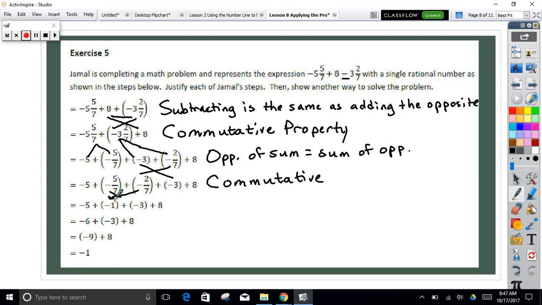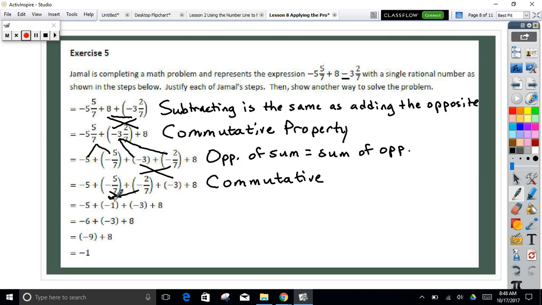Do you know what the name of the property is that allows us, we don't have to add in the same order that they are here. Instead of adding -5 plus -5/7, we can add these first. Do you know what the name of that property is? No, it's not commutative. Similar. Elena? No, it's not distributive. It's like the other most common one, but I don't know if you guys ever learned it. Violet?